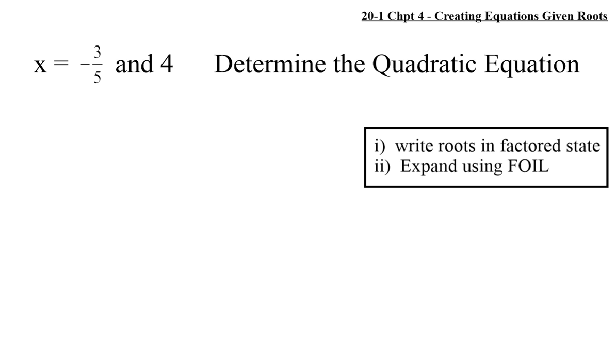Except, situation, a little bit different. We have a fraction here. X equals -3/5, and then a whole value. Well, the big thing here is that when we're writing in factored state, we don't want fractions. So, if we don't want fractions, it's a little bit different.